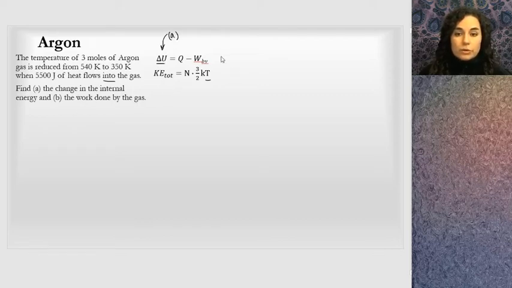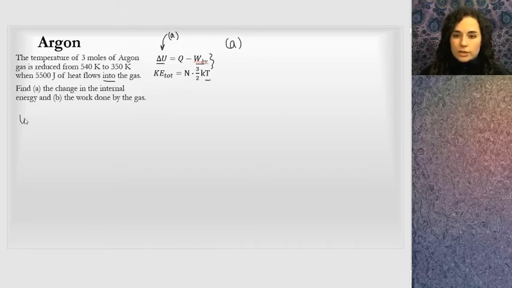For part B, we're going to use all of the first law in order to figure out the work done by the gas. So let's look at part A. Part A asks us to find the change in the internal energy. And I wrote down here kinetic energy. Remember, that's the internal thermal energy that we're looking at, depends on temperature.